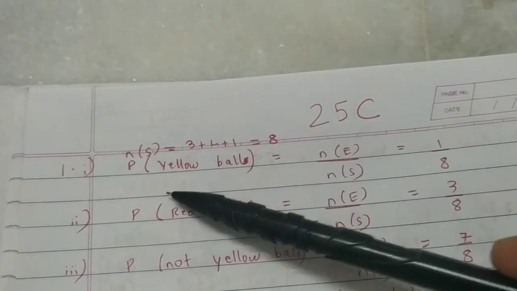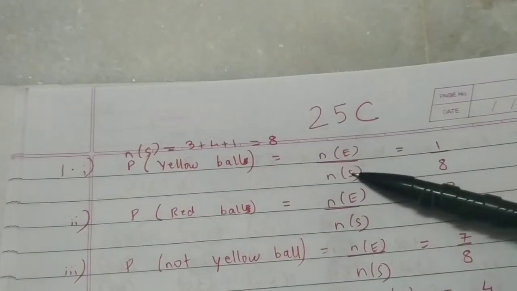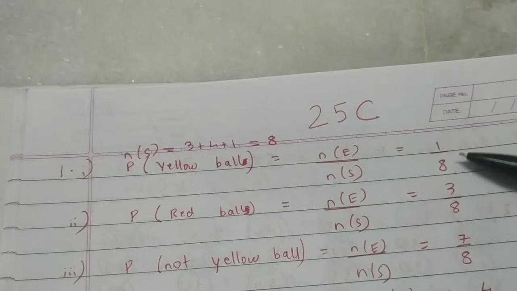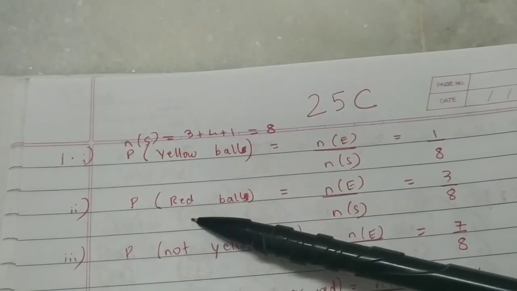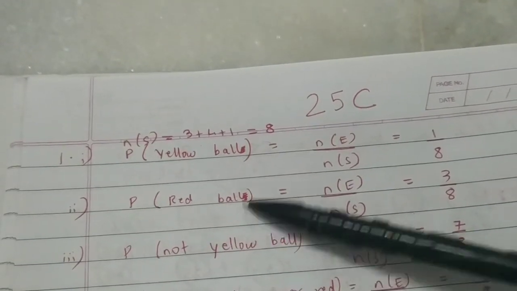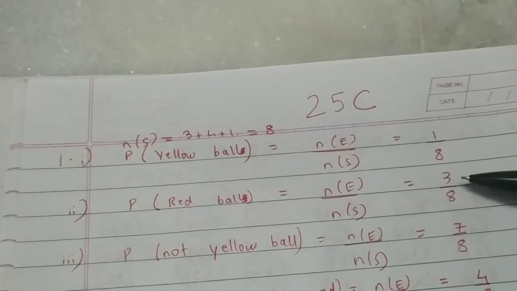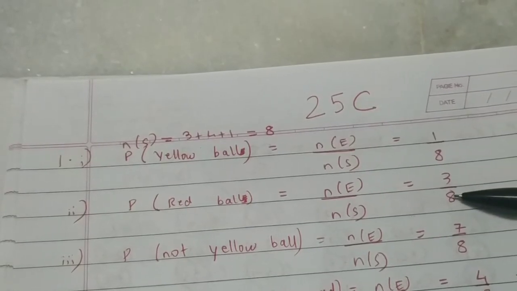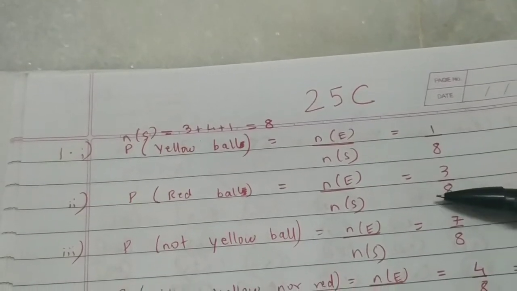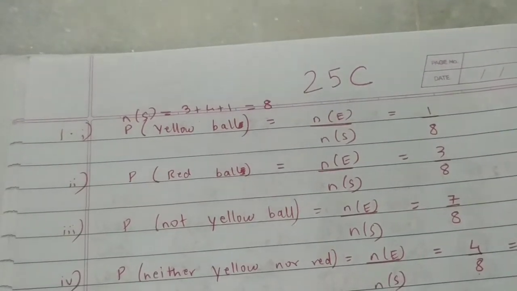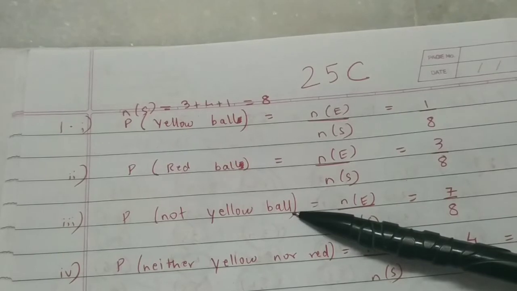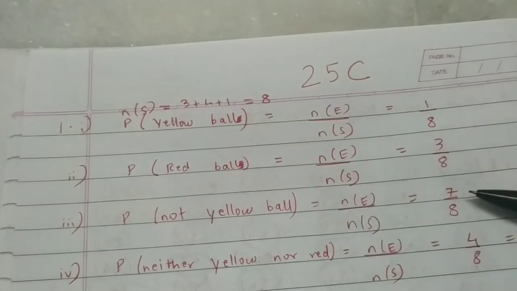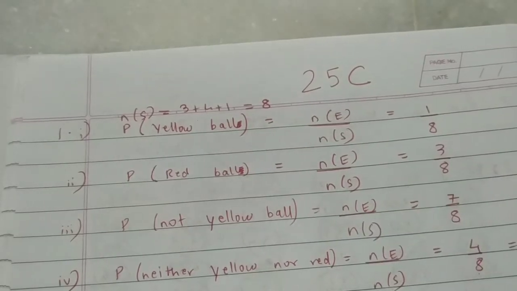The probability of getting a yellow ball, as per the formula, will be 1 upon 8 because out of the 8 balls, 1 is yellow. Roman number 2, what is the probability of getting a red ball? Well, out of 8 balls, 3 are red, so it's 3 upon 8. What's the probability of getting a ball which is not yellow? If it's not yellow, then it has to be red or blue. That's totally 7. So 7 upon 8.